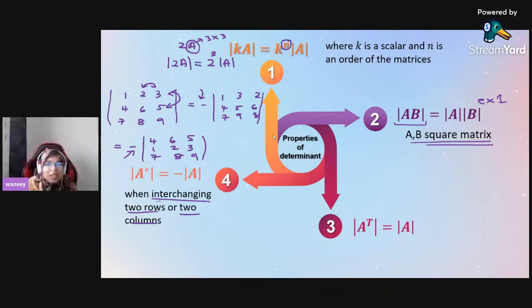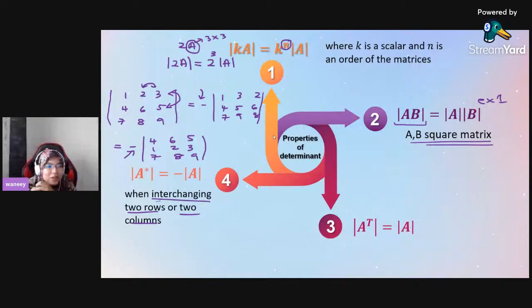Mana-mana je lah. Tapi kiranya ada 3 benda. Kalau untuk 3 by 3, you have 3 things. Minor, cofactor, and then cofactor expansion. 3 things. And then you have to know about the properties of determinant as well. So I think that's it for today. So we are going to proceed with our tutorial later on.